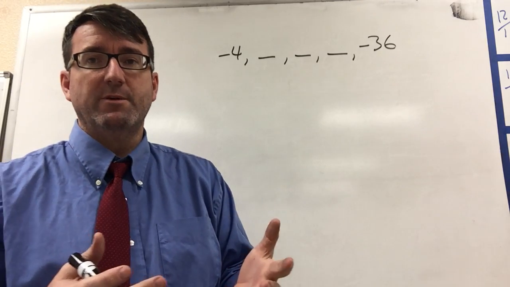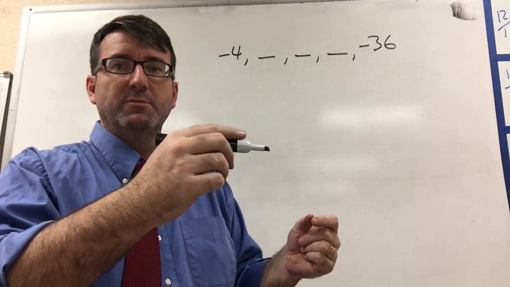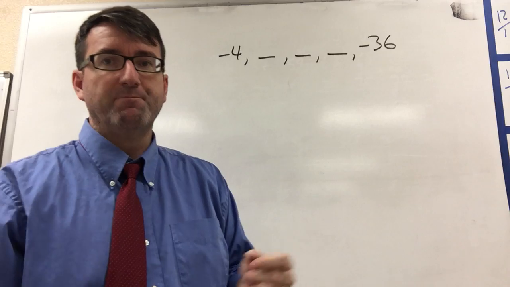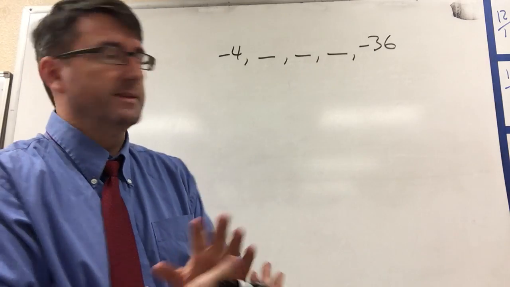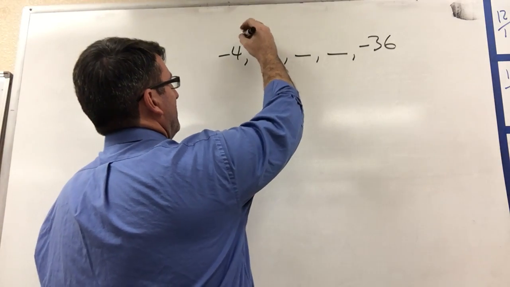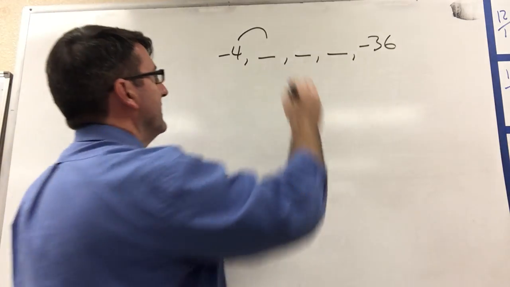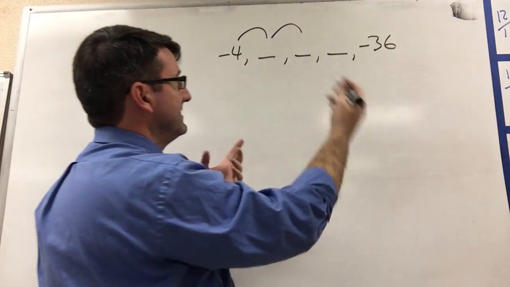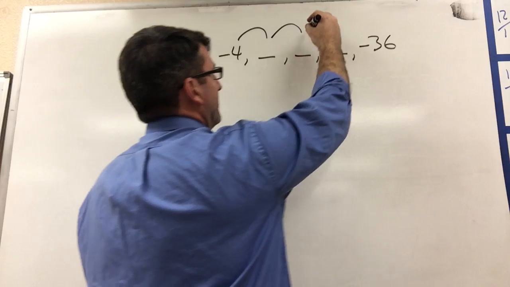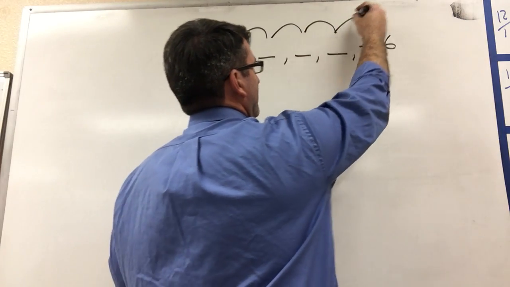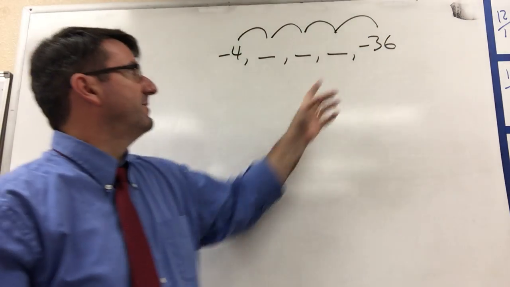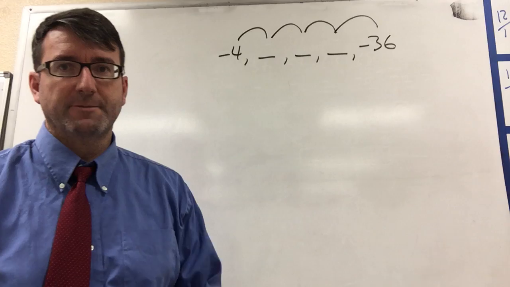So a geometric sequence is one in which we're multiplying by the same number each time to get to the next number in the sequence. So we've got to multiply by some number to get this second term, and then multiply that by the same number to get to the third term, and then to get to the fourth term, and then to the fifth term, which would be -36.